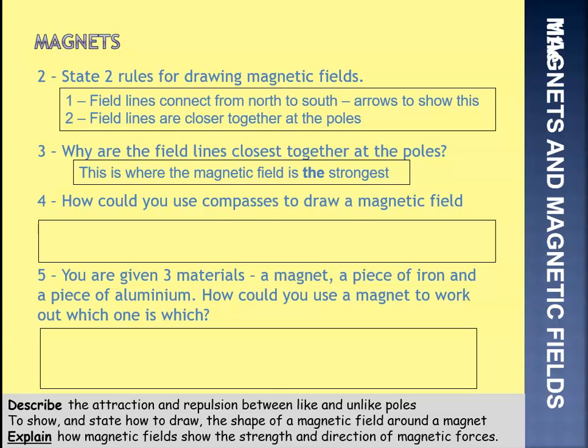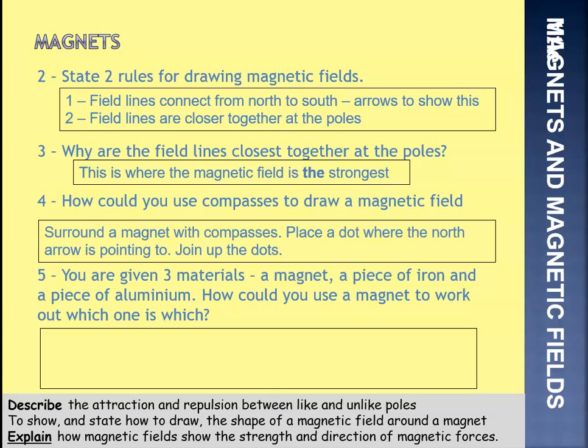Because that's where the magnetic field is the strongest. How could you use compasses to draw a magnetic field? Surround the magnet with compasses, place a dot where the north arrow is pointing to, and then join up those dots. That's a simplified version of it. You've just seen the more complicated version.